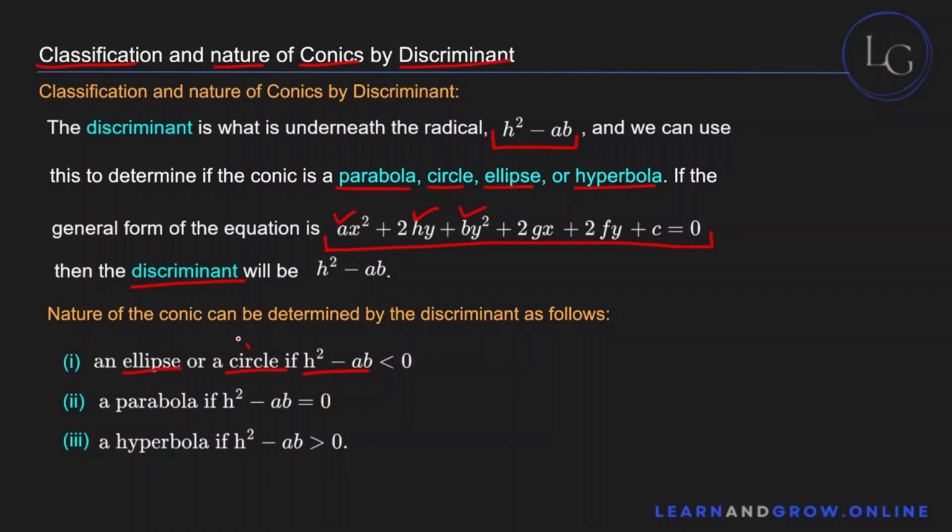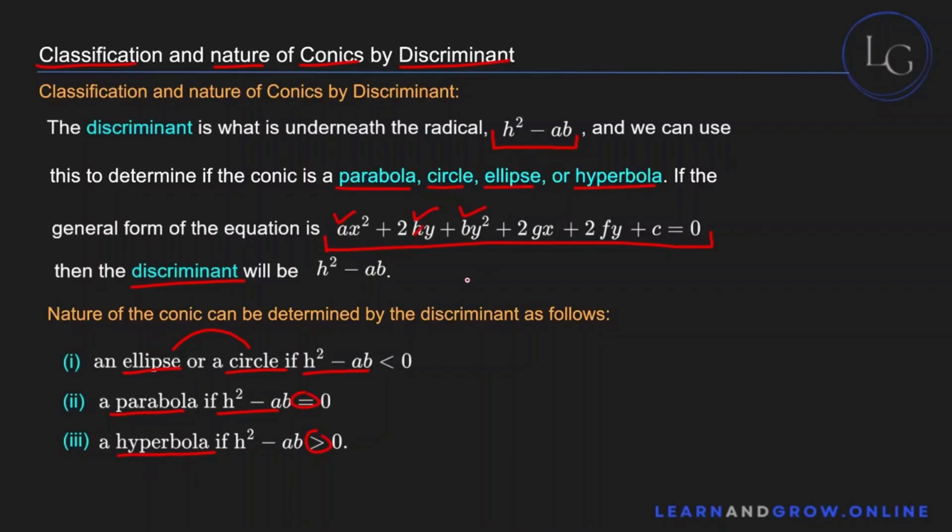Now, if you need to determine between an ellipse and a circle, that's a more complicated matter. You can just do that by plotting them out, or basically, the equation of a circle and an ellipse are very different. I think it's a bit simpler than I said previously. And if the discriminant is equal to 0, it's a parabola. If the discriminant is greater than 0, it's a hyperbola.